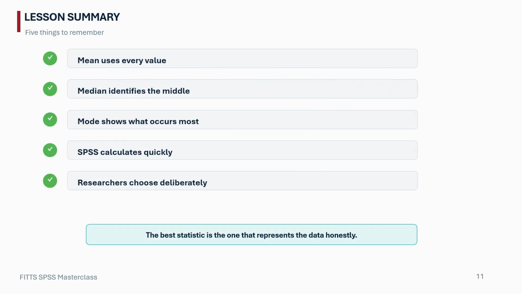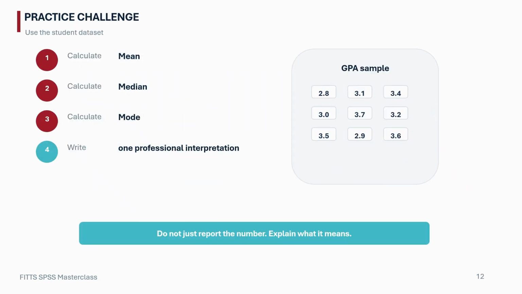Let's quickly recap. Today we've learned what the mean, median, and mode are, how to calculate them in SPSS, and when each one should be used. And most importantly, you've learned that choosing the right average depends on your data, not personal preference. Before the next lesson, I would like you to practice using another numerical variable in the dataset. Calculate the mean, median, and mode, then write a short interpretation of your findings. Practice is the best way to build confidence.